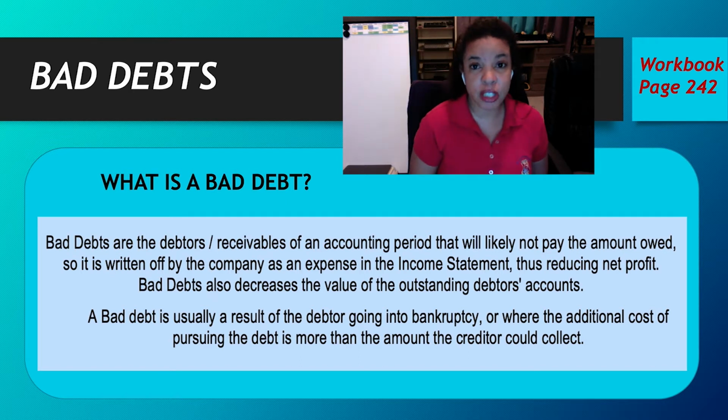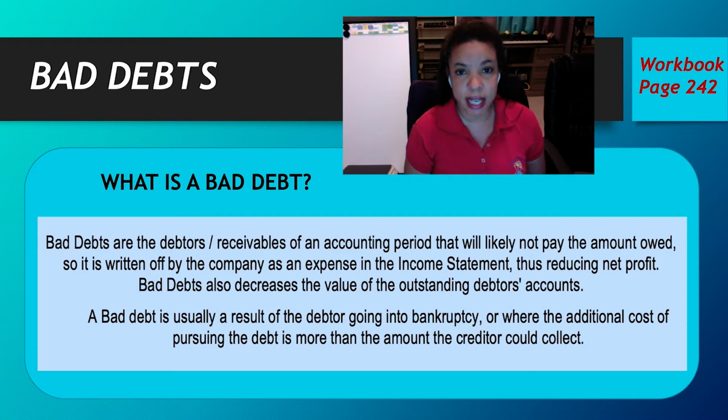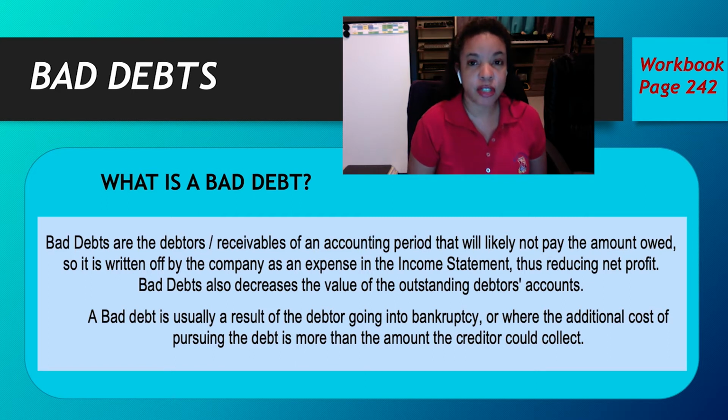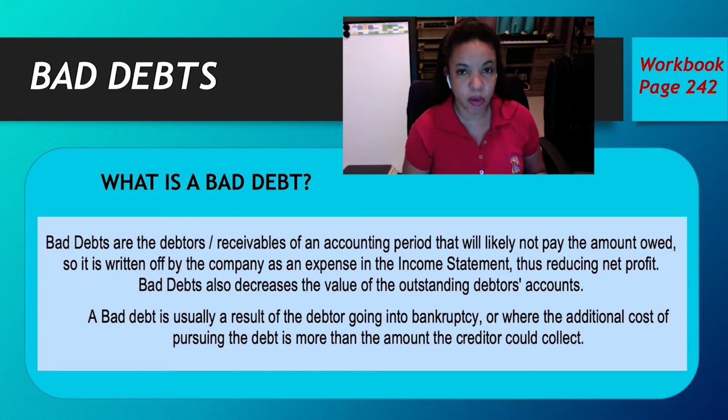Bad debts are debtors or receivables of an accounting period that will likely not pay the amount owed, so it is written off by the company or business as an expense in the income statement, thus reducing the net profit. Bad debts also decreases the value of the outstanding receivables accounts. A bad debt is usually a result of the debtor going into bankruptcy or where the additional cost of pursuing the debt is more than the amount the creditor could collect. So that is a lot that we have for our workbooks.